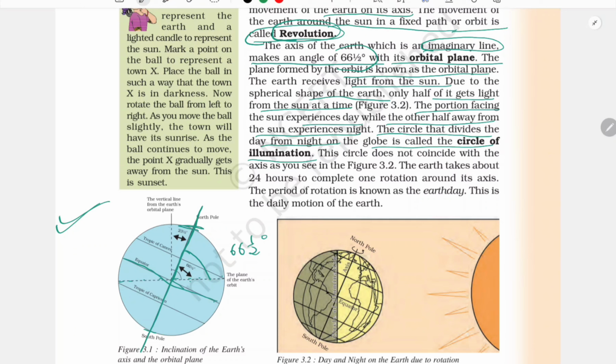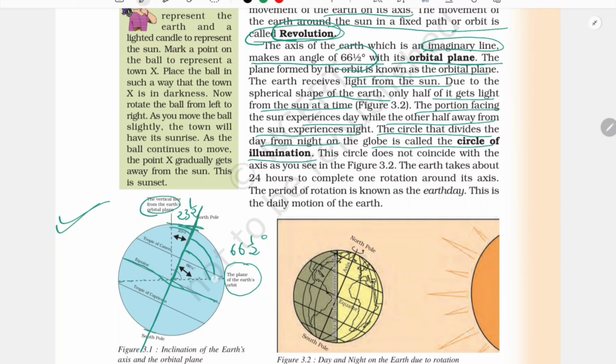Okay, and the distance from this vertical line in the northern pole, this area, it is 23.5. So this line is known as the orbital plane. Okay, this was the concept here, they have said orbital plane. I hope you have understood.